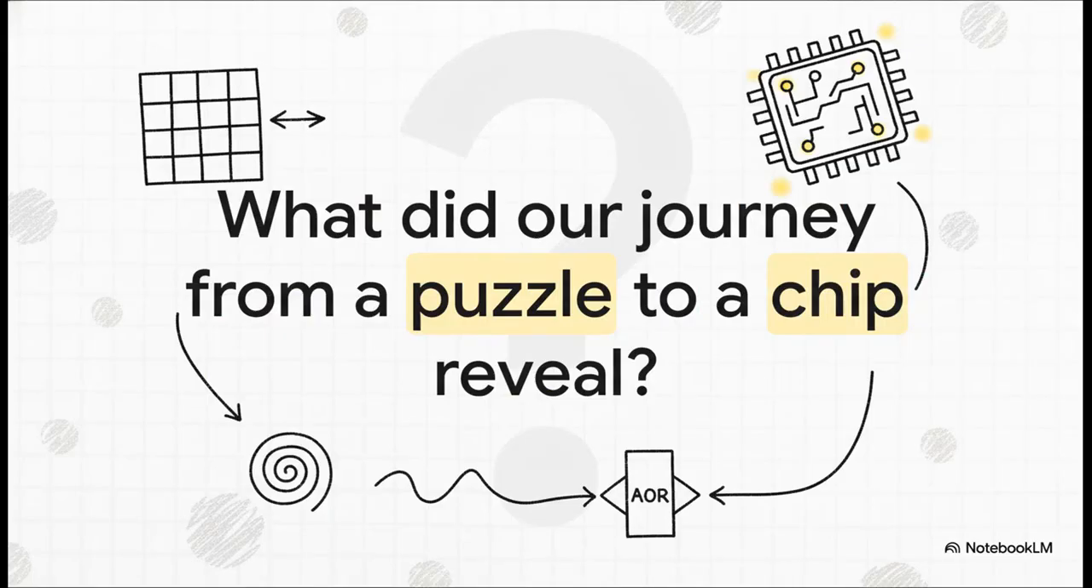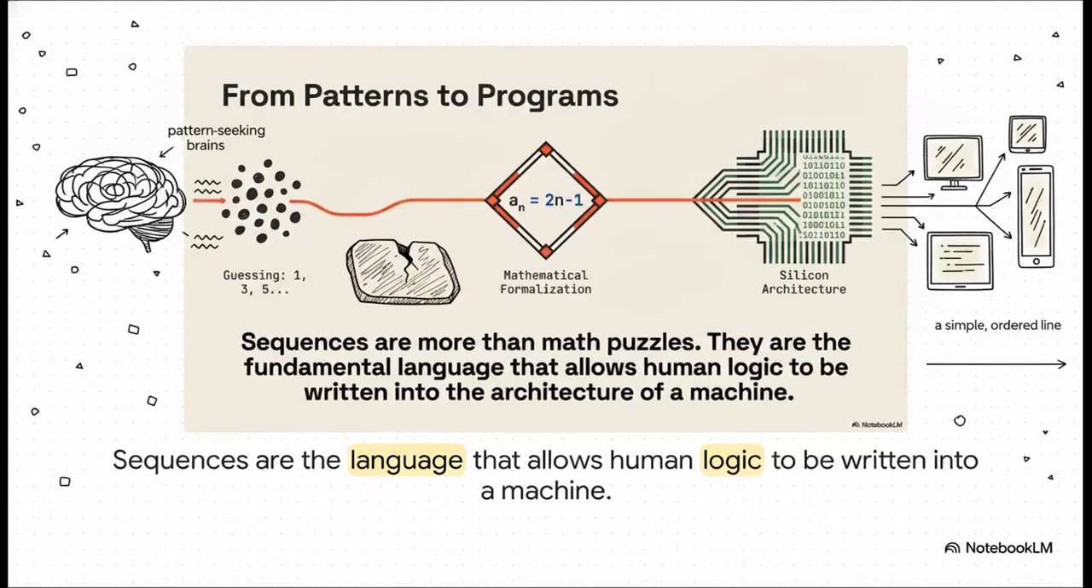So, after all that, after going from a simple number puzzle all the way to a complex silicon chip, what did our journey really reveal? What's the big takeaway here? What it all comes down to is this. Sequences are so much more than just math puzzles in a textbook. They are the fundamental language. They are the Rosetta Stone that allows our abstract human logic to be physically written into the architecture of a machine. From our own pattern-seeking brains to the apps running on our screens, it all starts with a simple, ordered line.